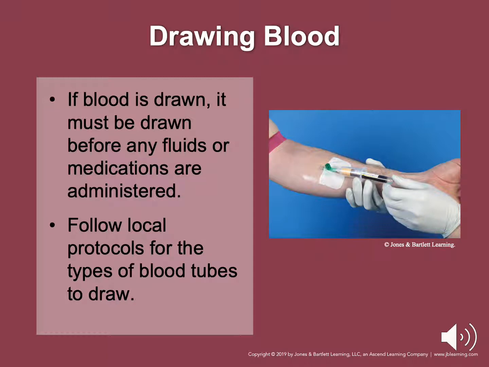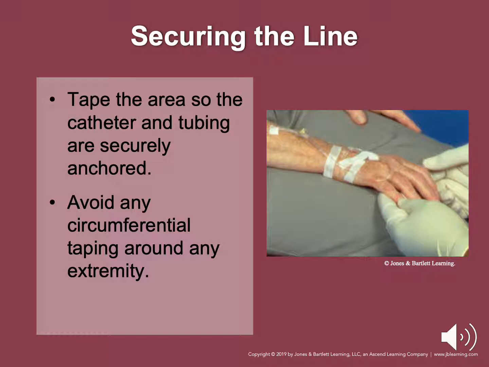All right, tape the areas to secure the catheter and tubing so they are securely anchored. Tear the tape before you start the IV administration itself. Double back the tubing to create a loop that acts as a shock absorber if the line gets pulled accidentally. So avoid circumferential taping around any extremity. So basically try not to just wrap tape around a patient's arm if at all possible.